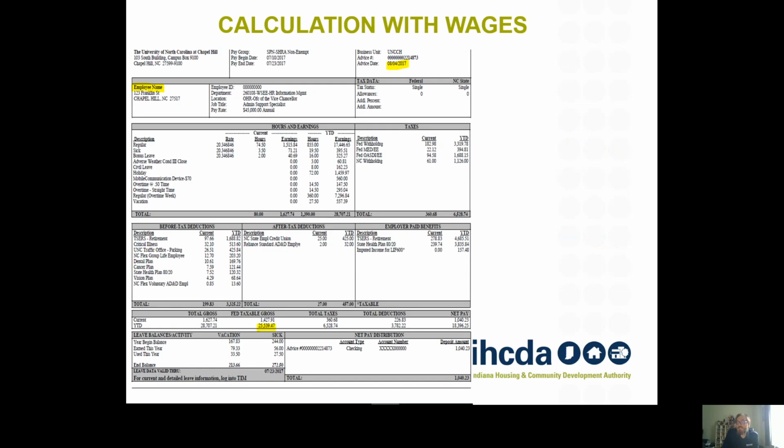And here are some examples of pay stubs. You always want to confirm, up in the upper right-hand corner, you see the advice date. When we were looking at income and when the income was received, we are always looking at the advice date or the pay date.